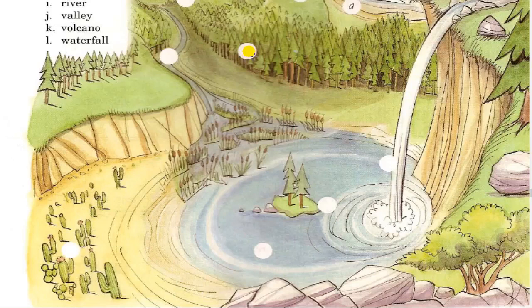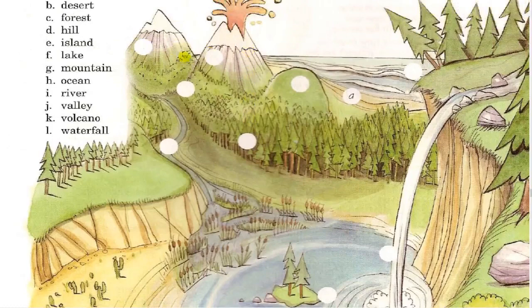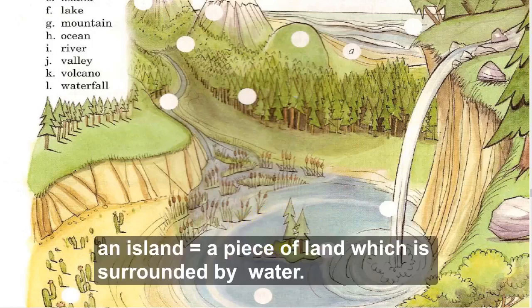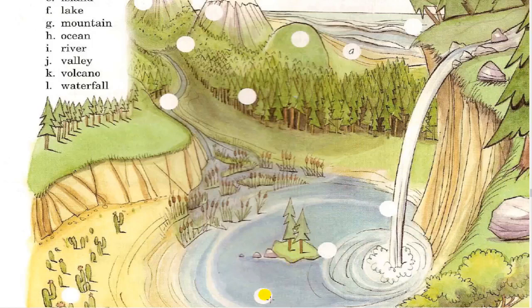D, hill: less than 1,000 meters high. Where is the hill? D, this is a hill. E, island: land which is surrounded by water. So this is an island, number E. F, lake. The island is in the lake. Lake such as Nasser Lake, Ismailia Lake.